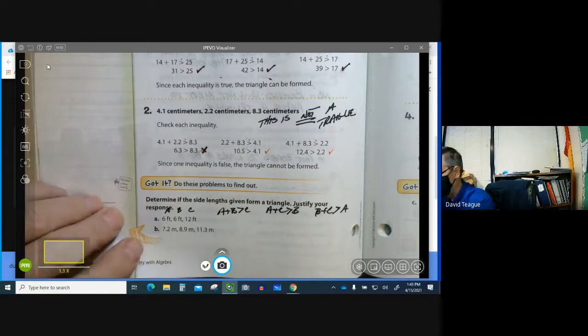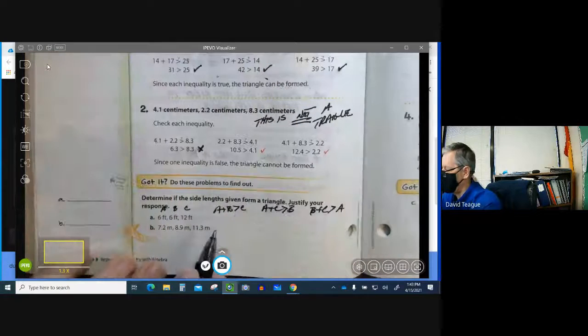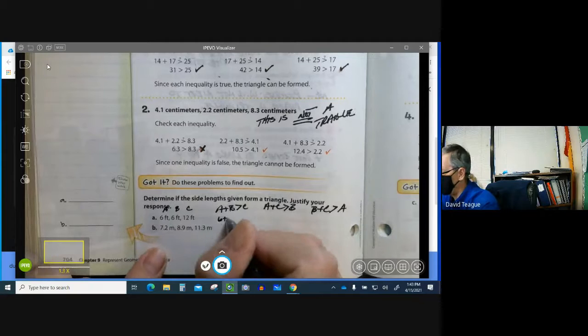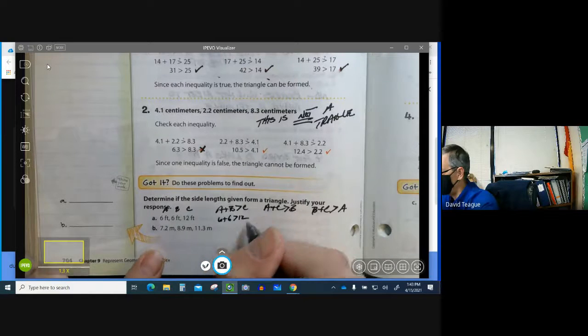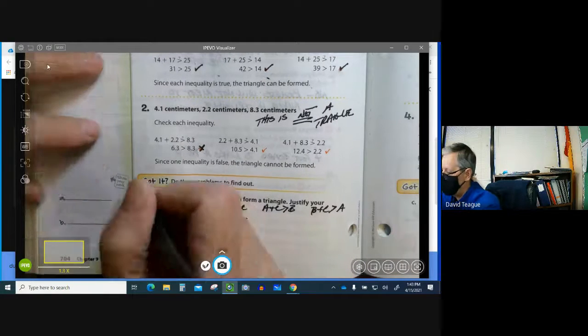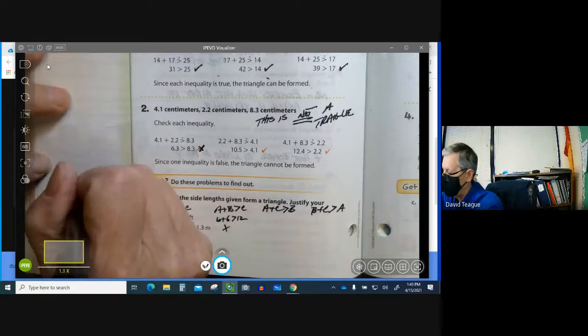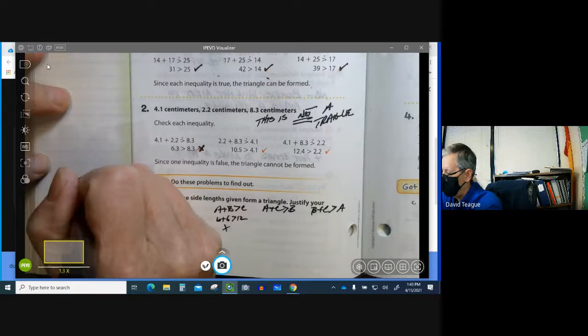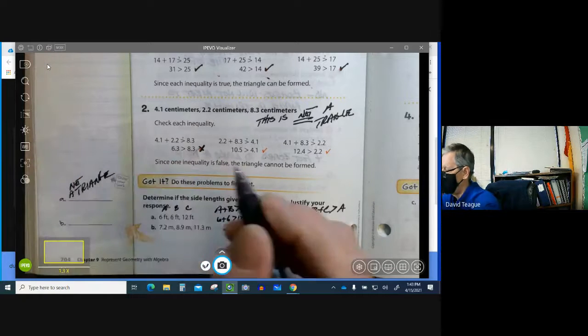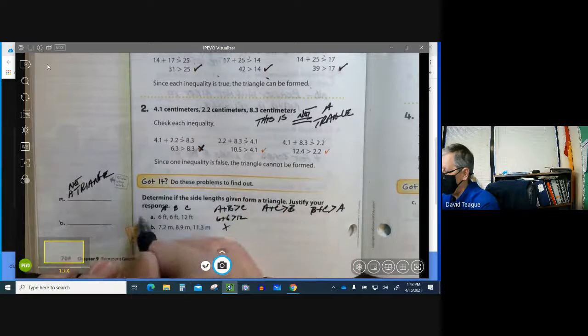Okay. So let's see what we got. If we take A plus B is greater than C, so I have 6 plus 6 is greater than 12. Is that true? Is 6 plus 6 greater than 12? No, it's not. It's equal to, but it's not greater than. So guess what? A is not a triangle. You have to meet all three conditions for that to be true. Okay? So that's that one.